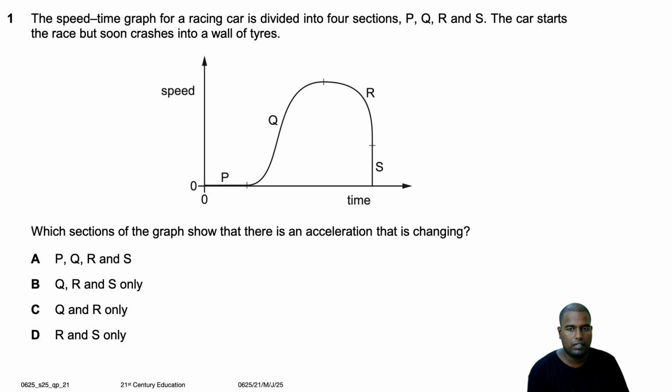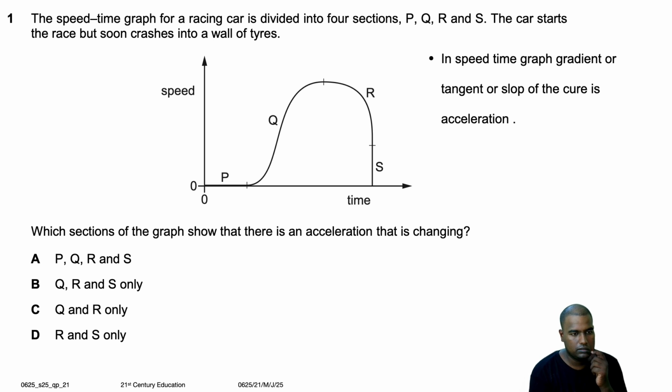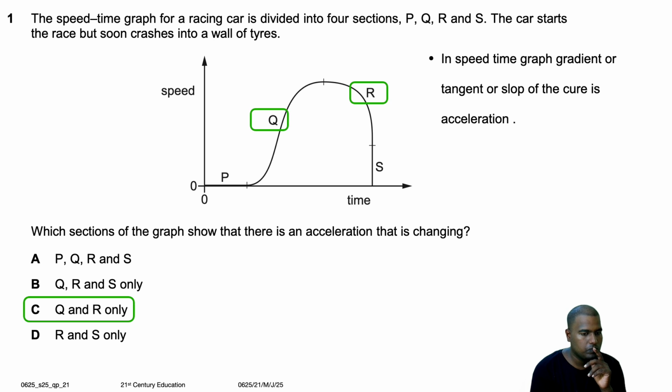So in a speed time graph, acceleration is the gradient or tangent. It's been divided into 4 sections: P, Q, R and S. In P, it's flat, so no acceleration. Q, it is changing, increasing speed, so yes, acceleration is there. R, it is decreasing. Yes, it's again a straight line, so no acceleration. So Q and R are where change in speed is happening. That's where acceleration is. So Q and R only. That's the right answer.